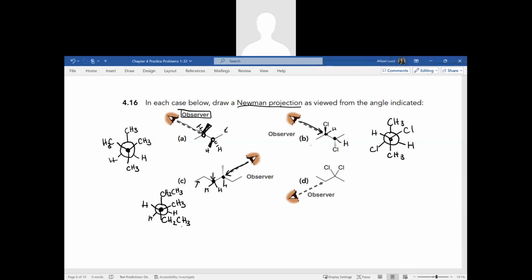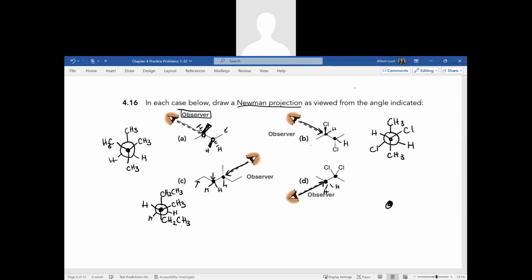And then let's take a look at D. So now our angle of observation is coming from this point here. So this is the first carbon we see. So again, 2 hydrogens and a methyl group, and then our second carbon that we observe will have a methyl and 2 chloros.